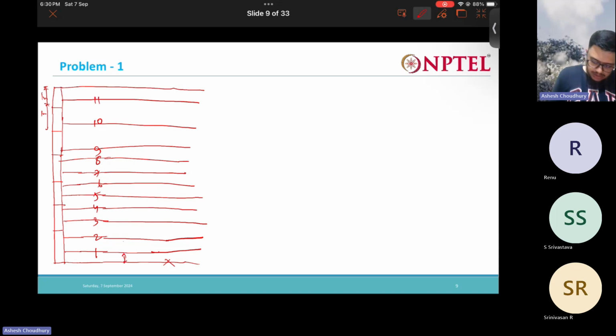So all these are at 0.5 meter spacing, and here we have 1 meter spacing. And the top layer we are putting at 0.75 meter spacing just to accommodate properly. So this is how we are arranging the geogrids.